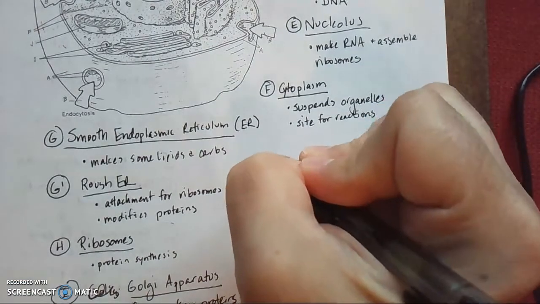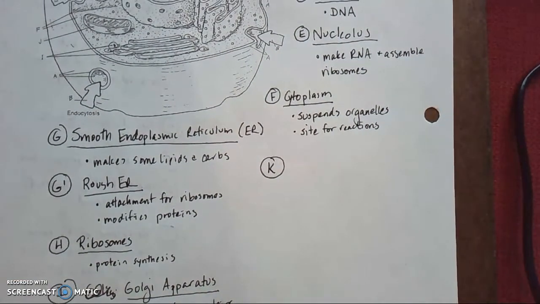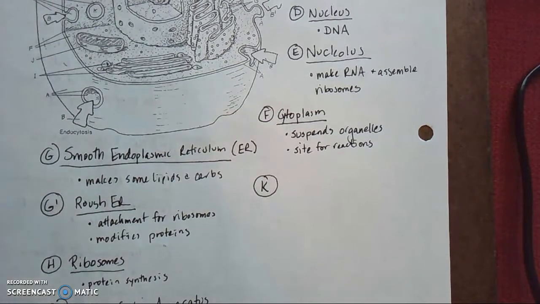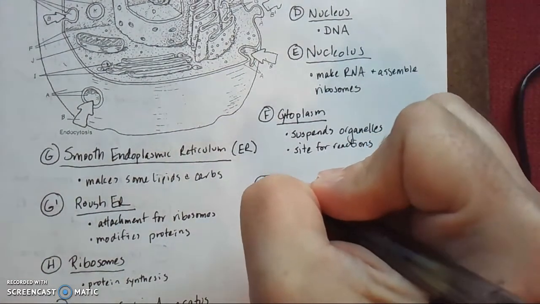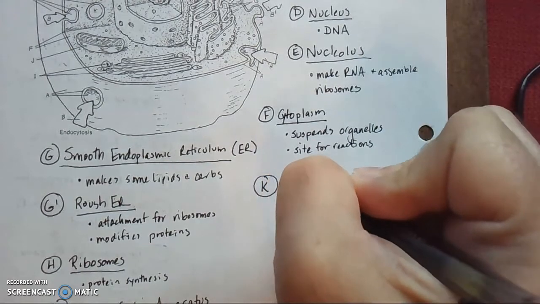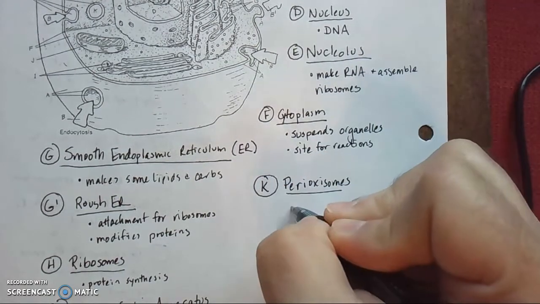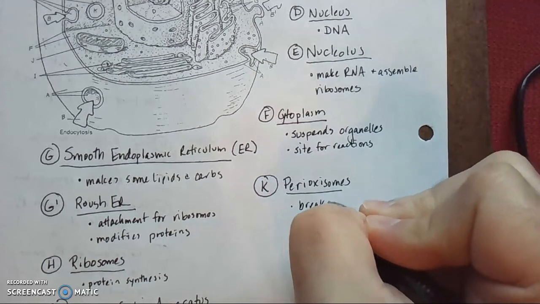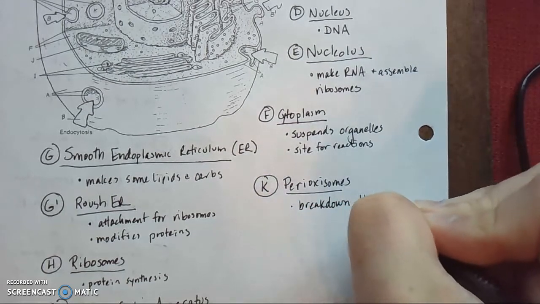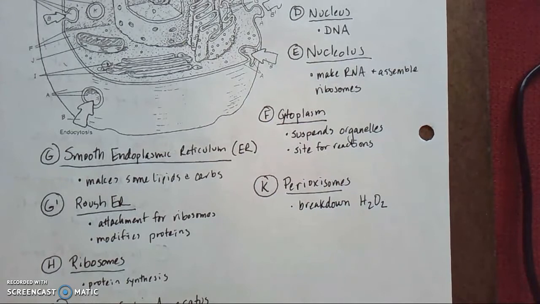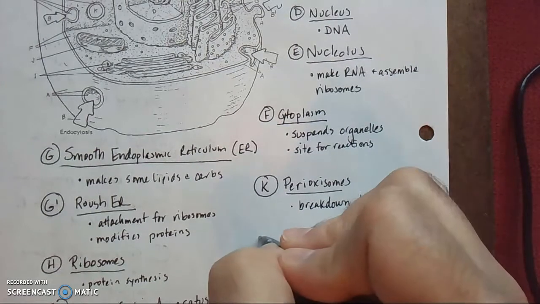Letter K. Letter K kind of looks like a lysosome, but you'll notice that there are no dots on the inside. This is called a peroxisome. And these break down hydrogen peroxide. H2O2 is hydrogen peroxide. Hydrogen peroxide is toxic to living cells, and it is a byproduct of some reactions. So we have organelles that will take that and break it down into water and oxygen, which we can use.